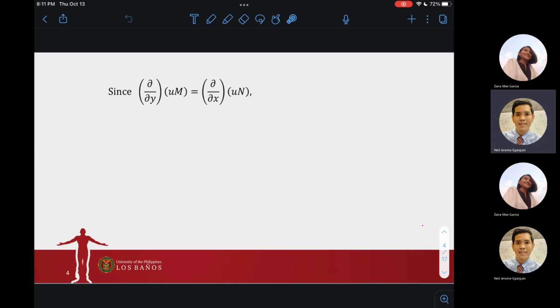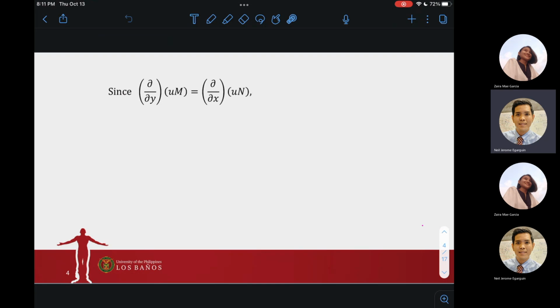Okay, so this is what we want to guarantee, right? So ngayon, kailangan nating malaman ano yung itsura ni U. How U will look like. Okay, so i-compute natin yung mga partial derivatives sa magkabilang side para makita natin ano dapat yung itsura ni U, na integrating factor natin. Okay?